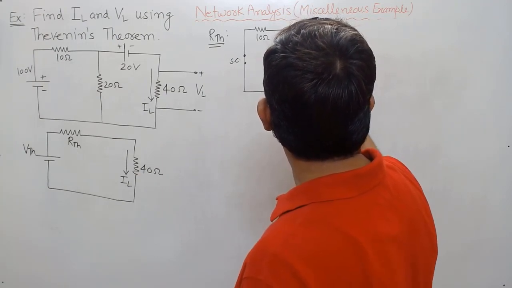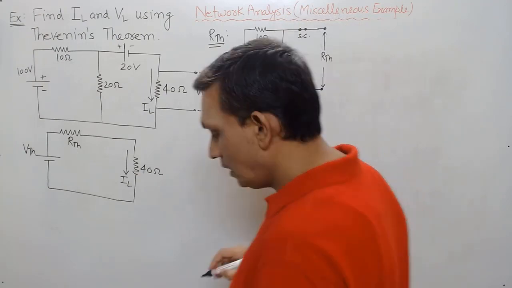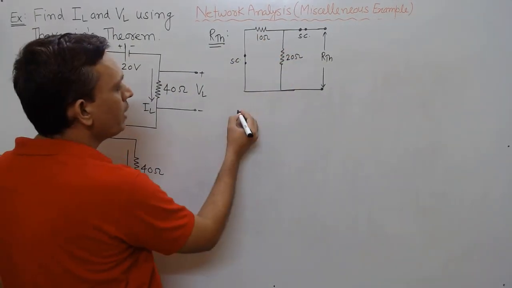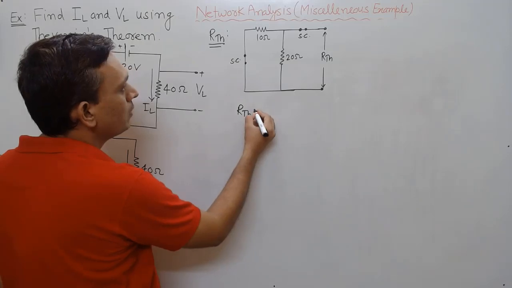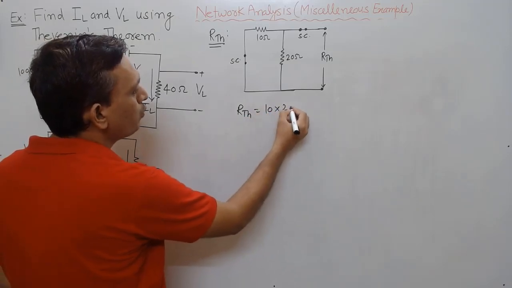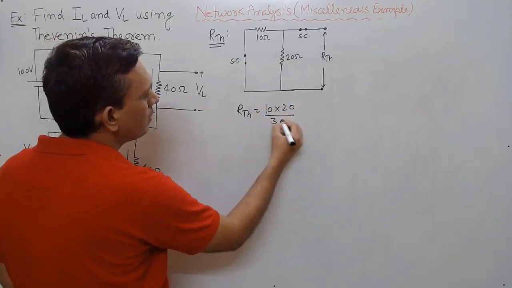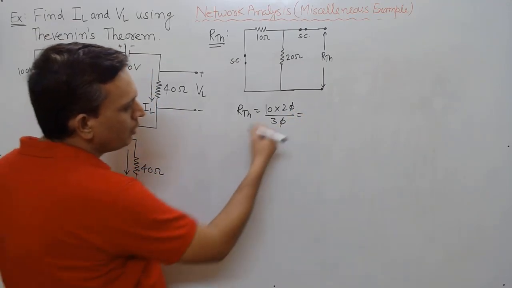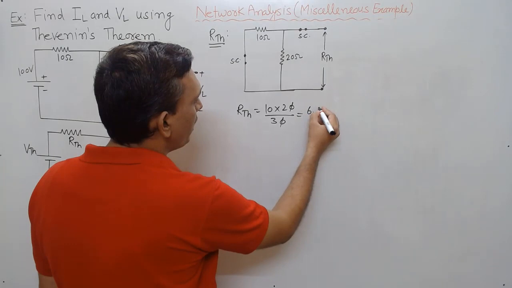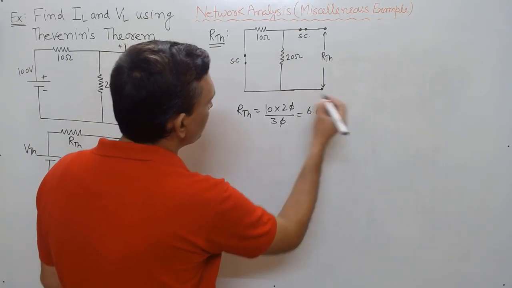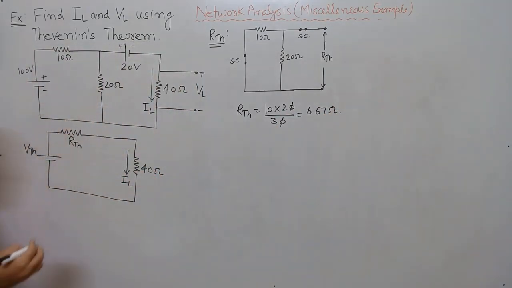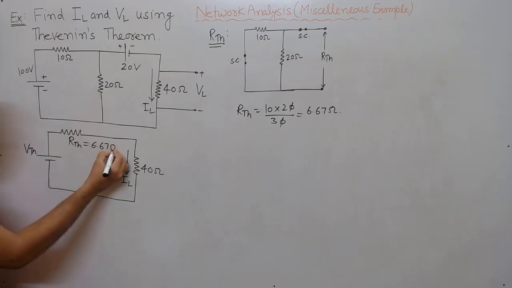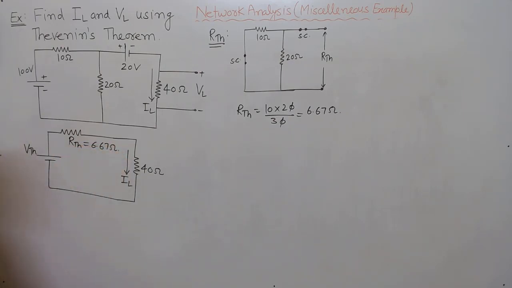This will be RTH. Now you can see in the equivalent circuit, these two are in parallel. So RTH is 10 into 20 by 30. So this will cancel out. 20 by 3, that is 6.67 ohms. So RTH is 6.67 ohms. Now you have to find VTH.